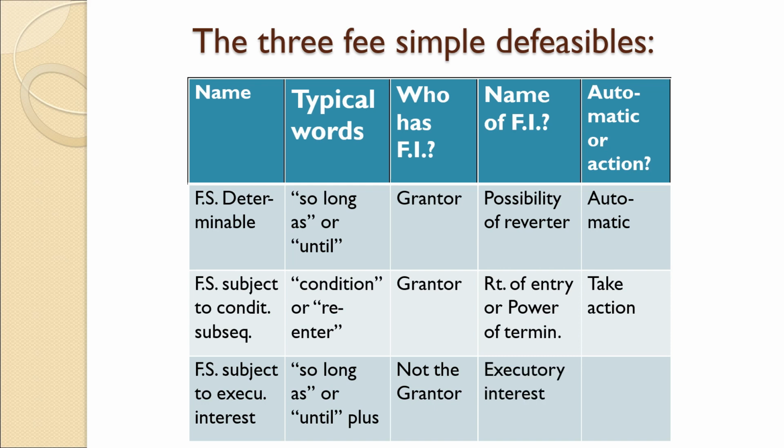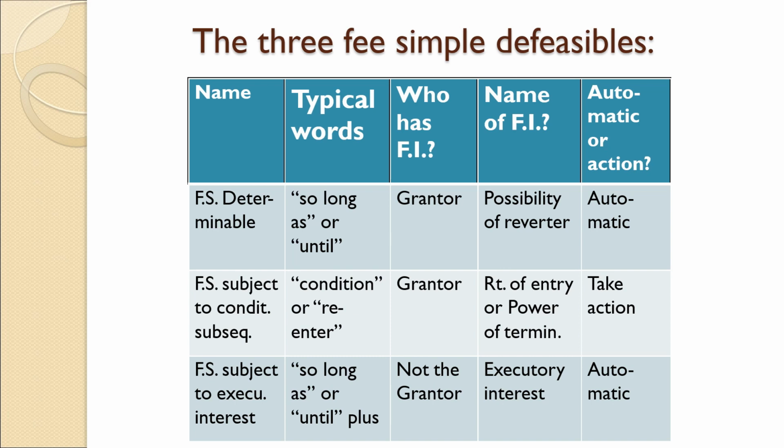What's the name of the future interest? It's called an executory interest. And does it go to the third party automatically, or does the third party have to take action to get the property back? The answer is it's automatic.